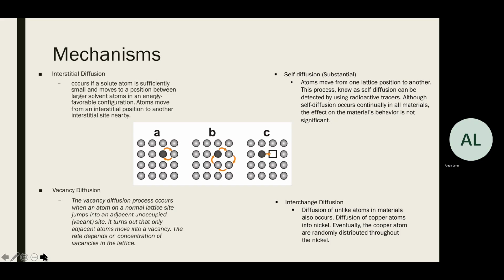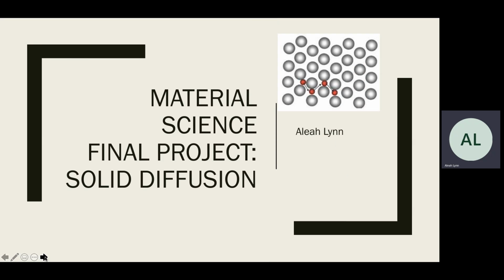So there are mechanisms by which diffusion occurs in solids. The first one I will be talking about is interstitial diffusion, which occurs if a solute atom is sufficiently small and moves into a position between the larger solvent atoms in an energy-favorable configuration. Atoms move from an interstitial position to another interstitial site nearby. I had an image of this on the first slide, where you can see the atoms are moving in between others and they're smaller atoms.